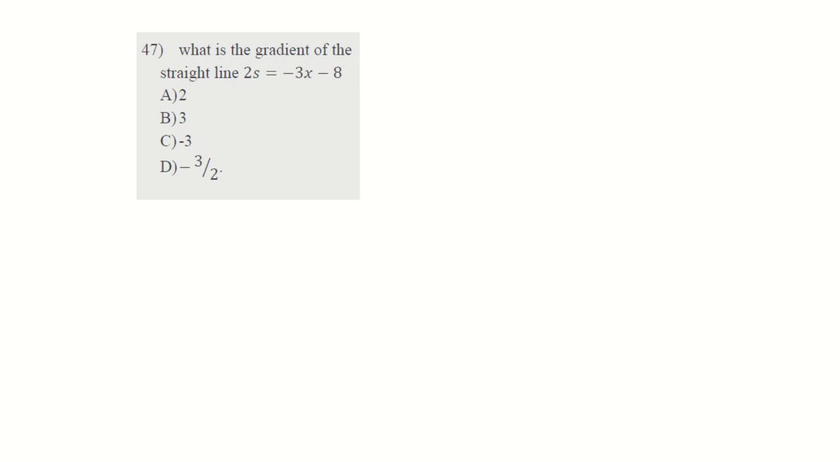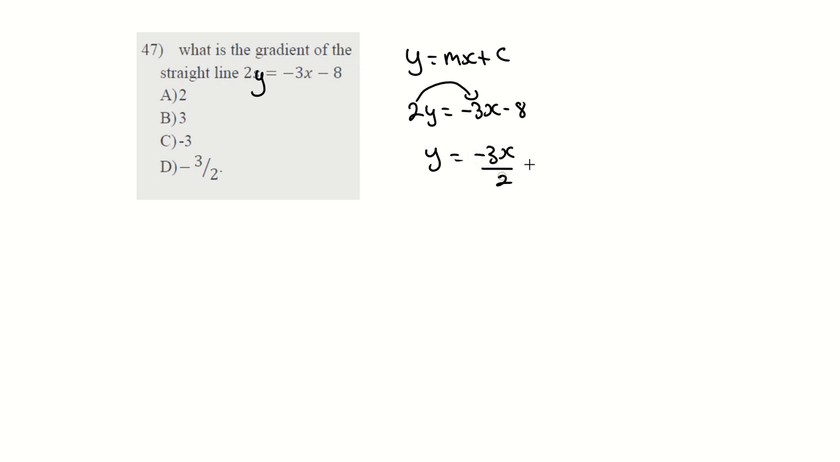Then number 47, what is the gradient of the straight line? Now remember, y is equals to mx plus c. This is the format, meaning you're going to make y the subject, so there's no number in front of it. So if I have 2y is equals to -3x minus 8, and I carry across 2, that is y is equals to -3x over 2 minus 8 over 2. Or this whole thing is being divided by 2 and I just separated it. So the number in front of x is -3 over 2, and that would only be d. D is your answer.